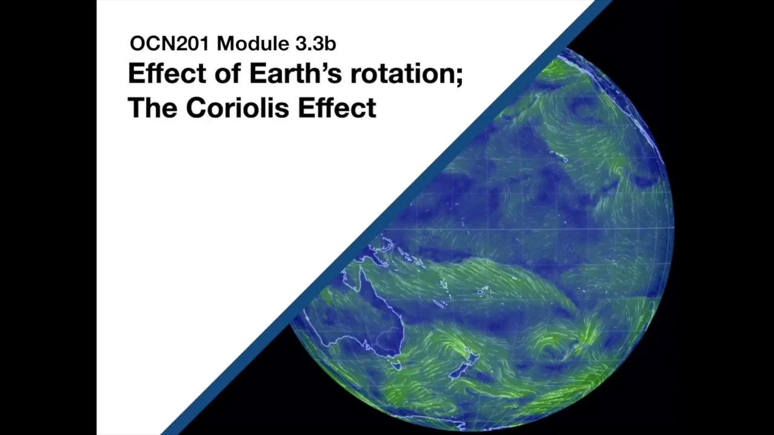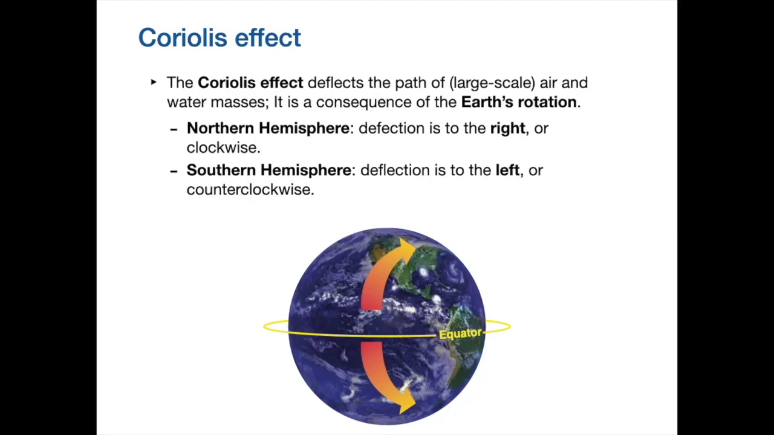This video is on the effect of the Earth's rotation. This is known as the Coriolis effect. Coriolis deflects objects like large-scale air and water masses from their direction of travel, deflects them to the right in the northern hemisphere and to the left in the southern hemisphere. It's a result of the Earth's rotation, or the fact that we are on a rotating Earth. We have a rotating frame of reference.